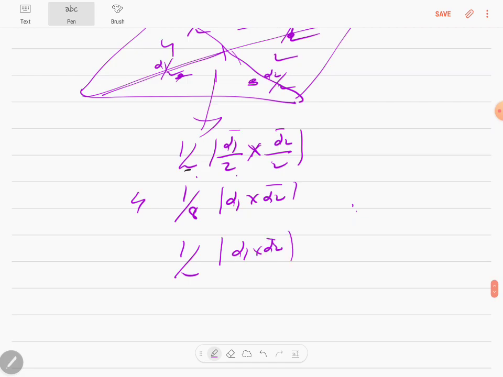This derivation could have faded away from your mind. It's very, very important. So this is very important.